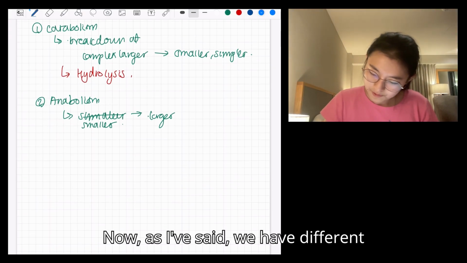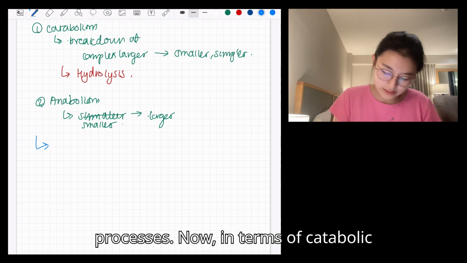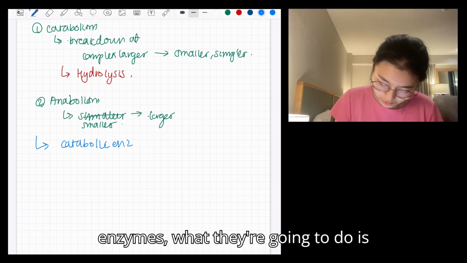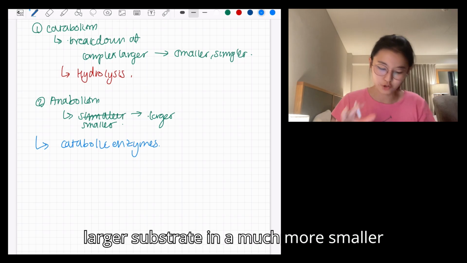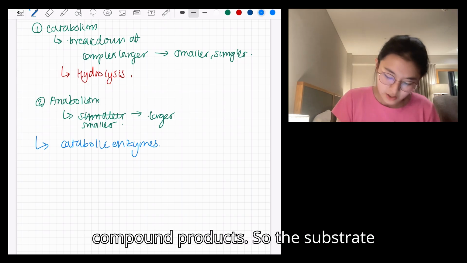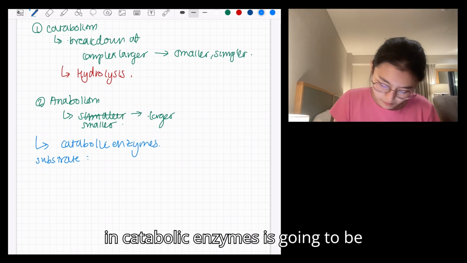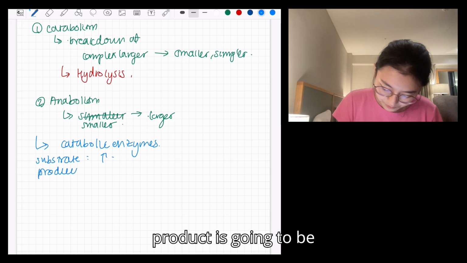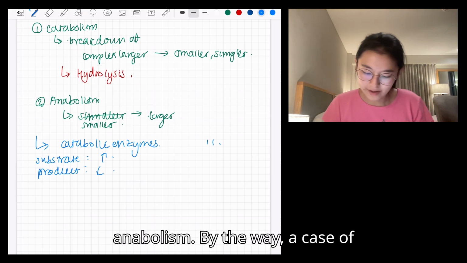Now, as I've said, we have different types of enzymes that aid these processes. In terms of catabolic enzymes, what they're going to do is break down a larger substrate into much smaller compound products. So the substrate in catabolic enzymes is going to be larger, and the product is going to be smaller. It's going to be vice versa for anabolism.